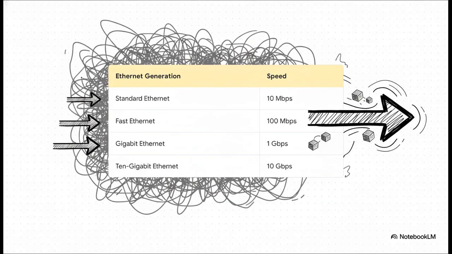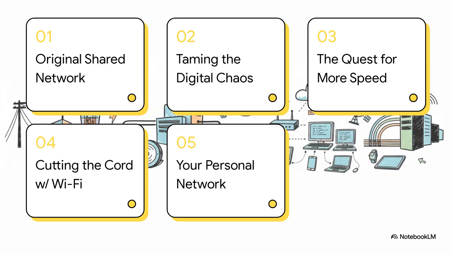Take a look at this. We've gone from 10 megabits per second with standard Ethernet all the way up to over 10 gigabits today. That's a thousand-fold increase in speed. It's just wild, right? But how in the world did we get here? Well, it turns out it all started with trying to solve one very simple problem: a really, really noisy digital room. So we're going to trace this whole evolution through 5 key stages. We'll start in the chaotic early days of shared networks and end up with a personal network bubble that pretty much surrounds us all today.